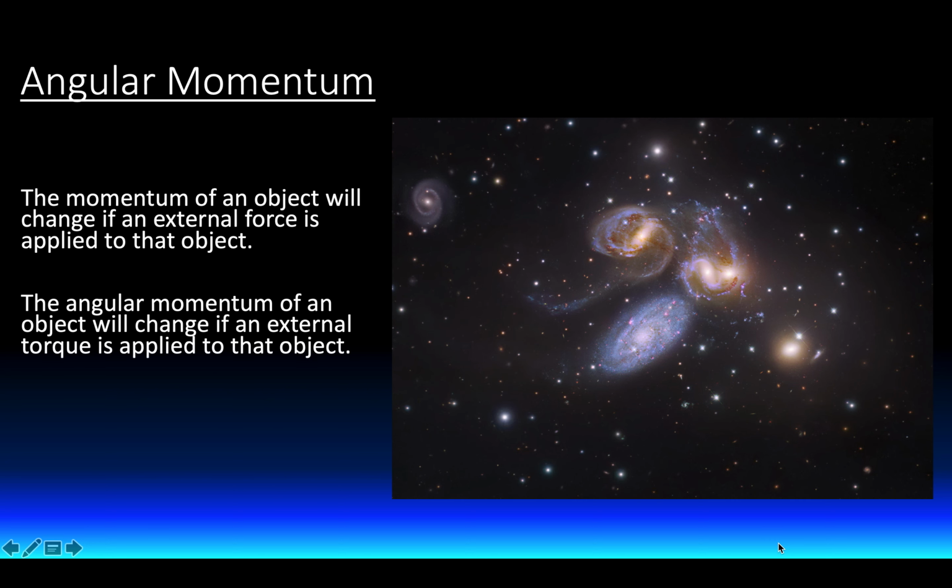Similarly, if an object is spinning, that object will have some non-zero angular momentum. And if you want that object's angular momentum to change, then you need to apply an external torque to the object. Torque, as we said, is the rotational analog to force.